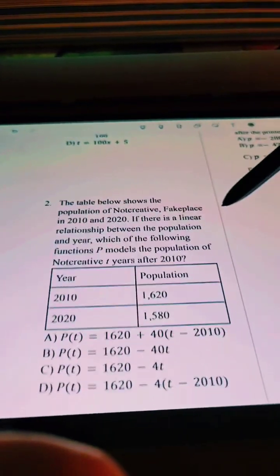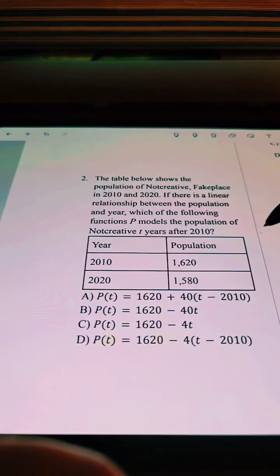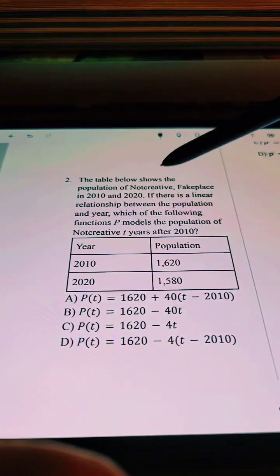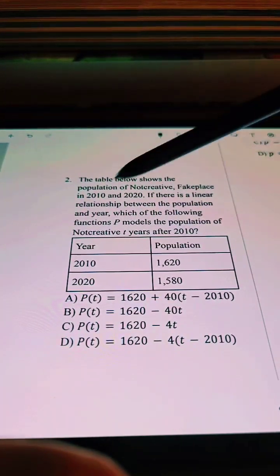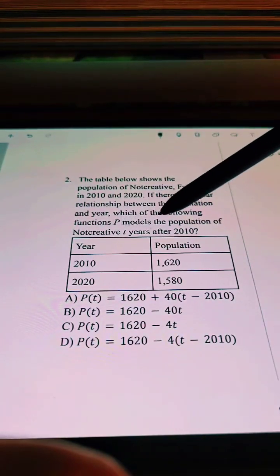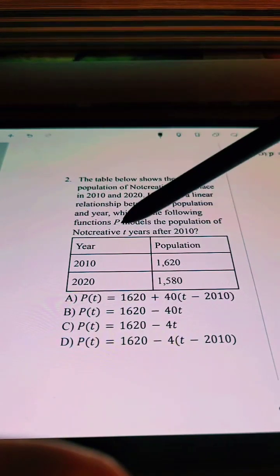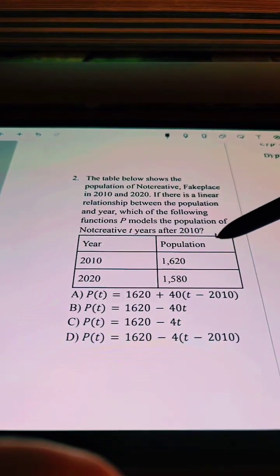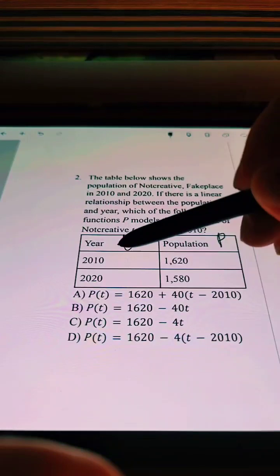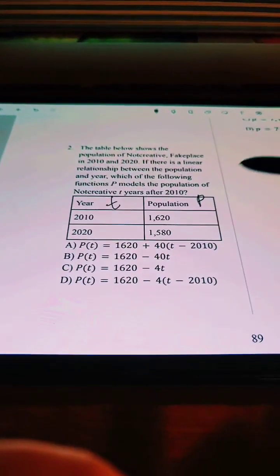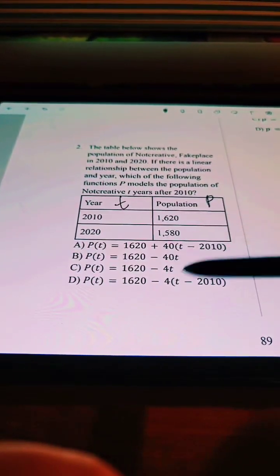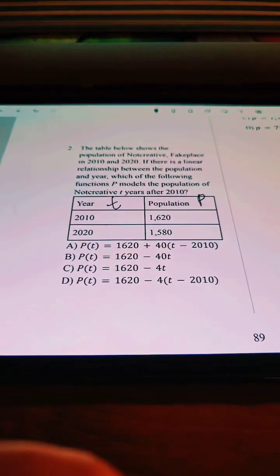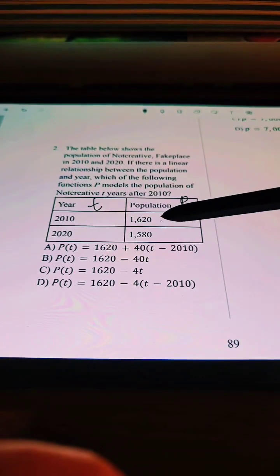Okay, now let's go to number 2. The table below shows the population of not creative fake plays in 2010 and 2020. If there is a linear relationship between the population and year, which of the following functions P models the population of not creative T years after 2010? So this is going to be P and this is going to be T. If we look at each of these, it looks like, again, a linear equation that we're used to. So let's think how it's changing.